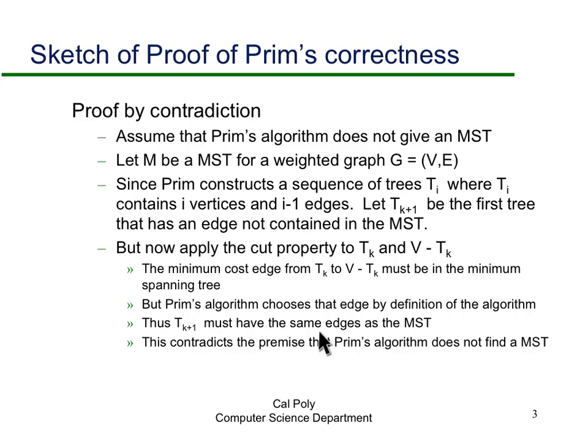Therefore, TK must have the same edges as the minimum spanning tree, because the edge it picked is the least cost edge, and we know that by the cut property, the least cost edge must be in the minimum spanning tree. So this contradicts the premise that Prim's algorithm does not find a minimum spanning tree. And we're all done. So that's all there is to it.